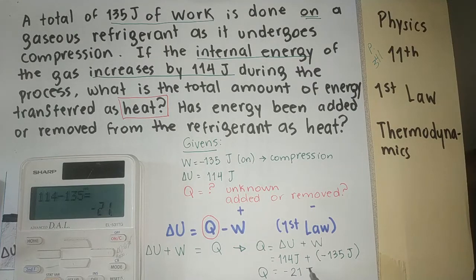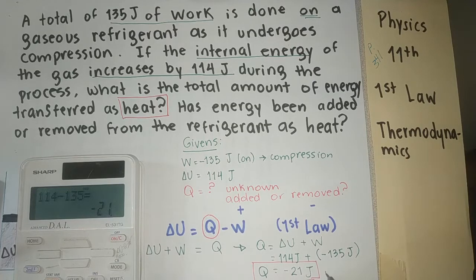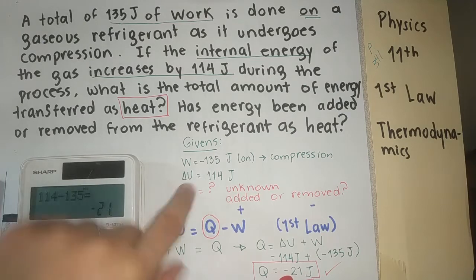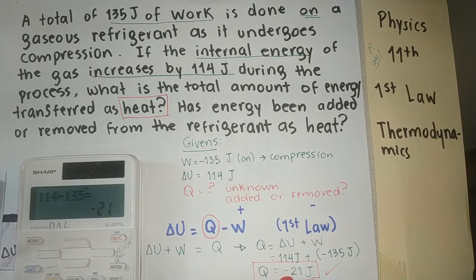Joules and joules will give you joules. And this is our final answer. Remember, every time you have an answer, you have to box it. And now, question. You have already your Q. It's not unknown already because you have that is equal negative 21 joules. But now tell me, is the heat added or removed from the system?